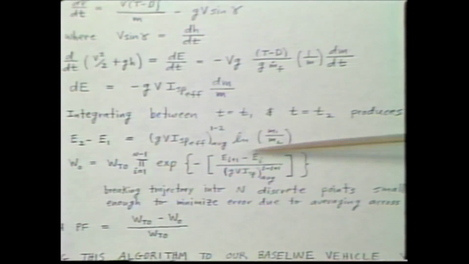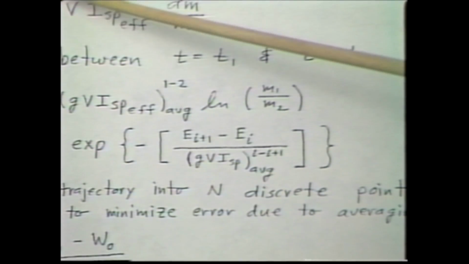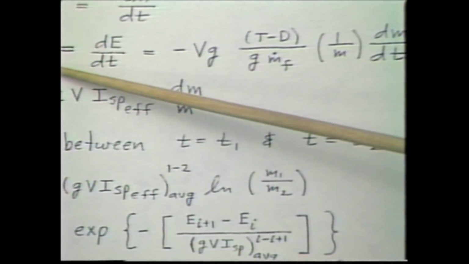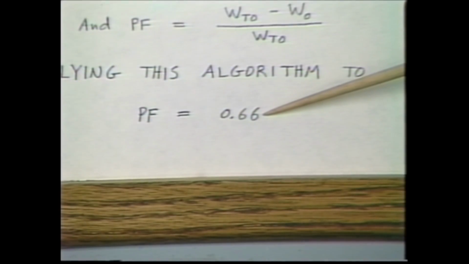These E values are the specific energy of the vehicle. It's V squared plus GH, okay? It's the specific kinetic plus specific potential energy of the vehicle. Very easy to do that. Well, we did it for our vehicle, and the propellant fraction actually came out to be 0.66, okay? Not the 0.6 that we originally determined were there using the simplistic, approximate methods of Jones and Donaldson.